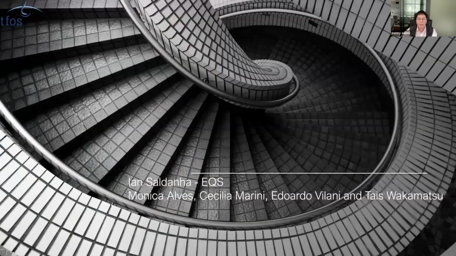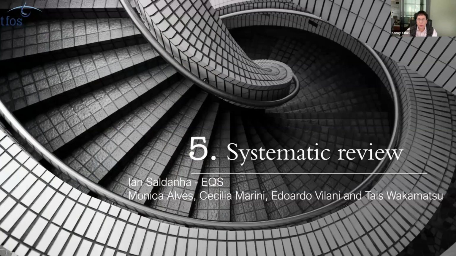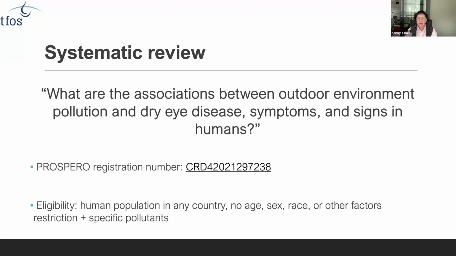Okay, so let's go to the systematic review. Remember, we're looking at a specific question to try to get a very focused answer. For the environmental group, here's a question we looked at: what are the associations between outdoor environment pollution and dry eye disease, symptoms and signs in humans?